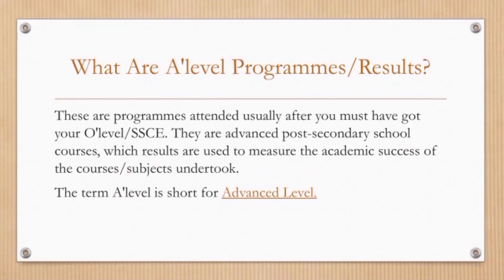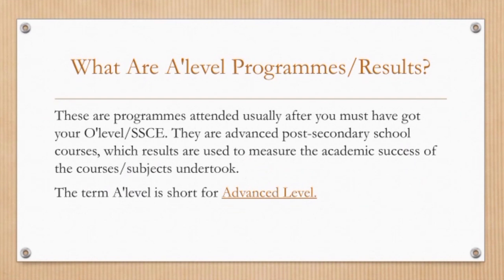So they are advanced post-secondary school courses. That is to say, before you actually go for A level, you need to possess what we call your O level. So this A level also means your post-secondary school courses, whose results are used to measure the academic success of the course subjects undertaken. These terms, A level, in short, we call the advanced level.